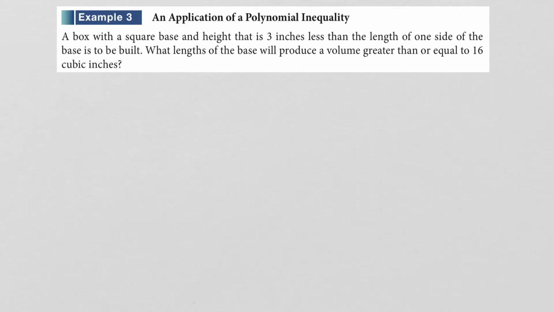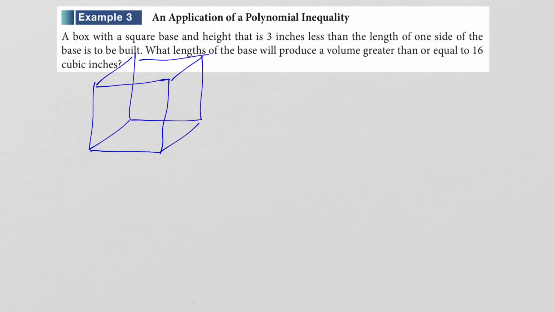Now let's consider an application. So here it says a box with a square base and a height that is 3 inches less than the length of one side of the base is to be built. What lengths of the base will produce a volume greater than or equal to 16 cubic inches? Okay, so we have a box, and that box has a square base, and so I'll say that the length of this side of the base is x, and the length of this one is also x.